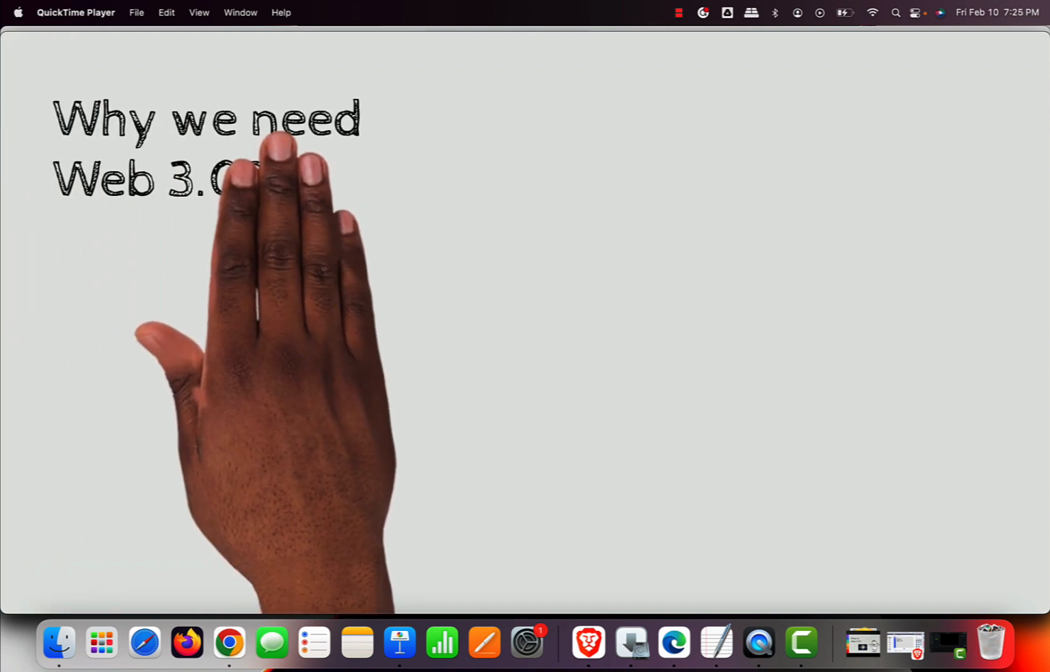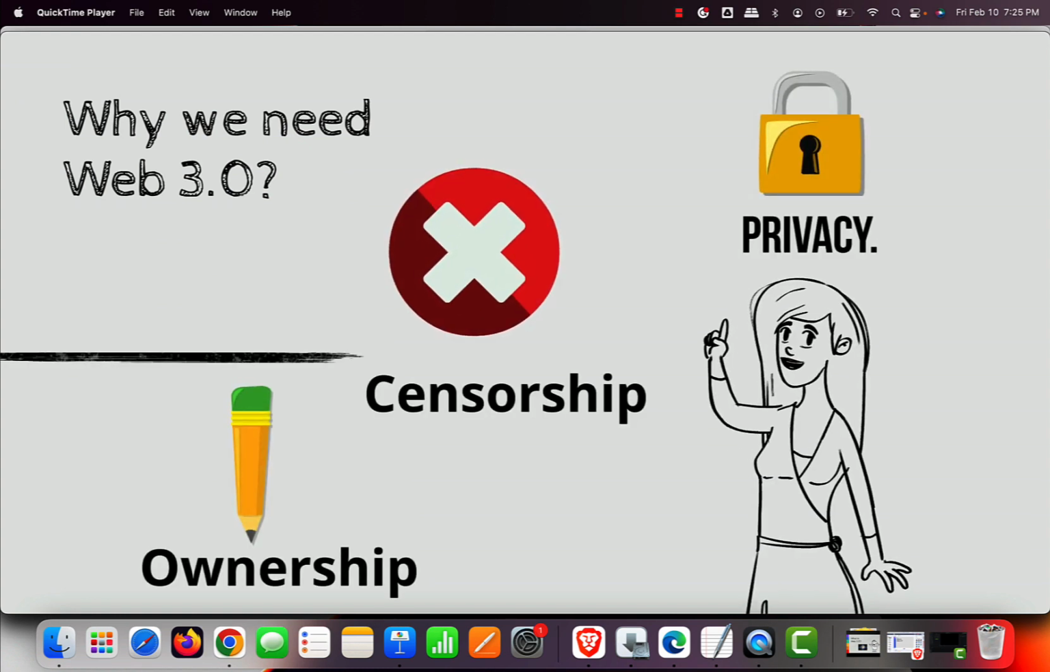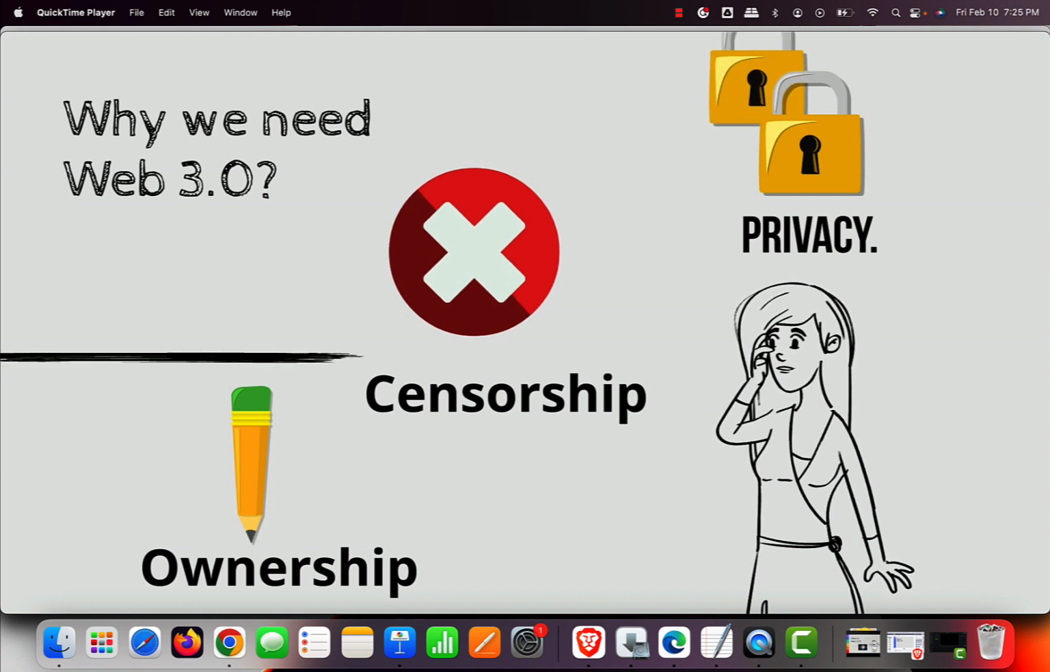So now the question is, everything is good with Web 2.0, why did we need Web 3.0? Well, while Web 2.0 serves some great experiences, it also comes with huge flaws. The first of them being privacy, second being censorship, and the third being ownership. Now let's go over it one by one and understand these.